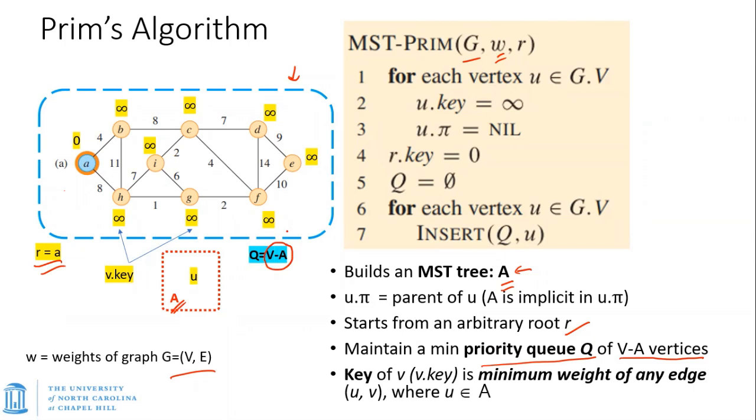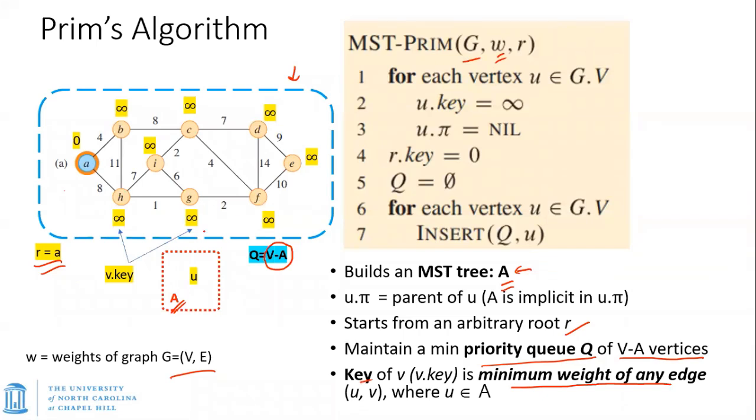What does that mean? It means that for every vertex in V minus A, we're going to assign a key. And that particular key is going to be the minimum weight edge of any vertex which connects V minus A to A.